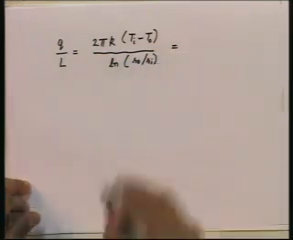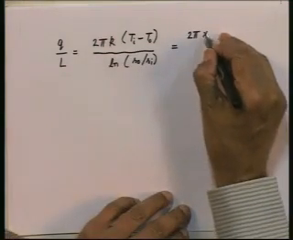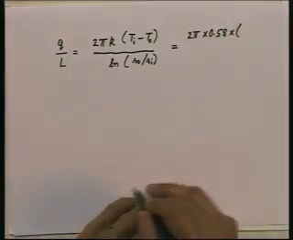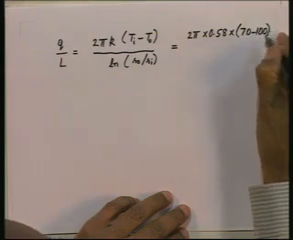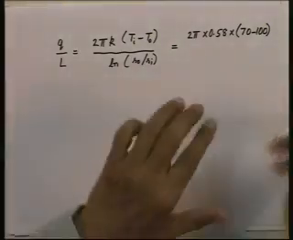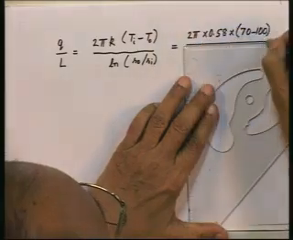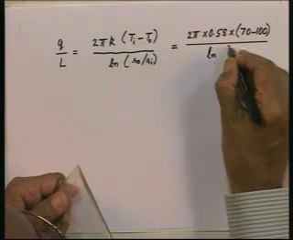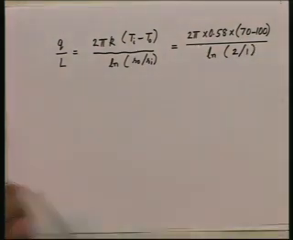So, in this case, substituting the data, we are going to get 2 pi 0.58 into 70 minus 100 divided by the log to the base e of 2 divided by 1. 2 centimeters is the outer radius, 1 centimeter is the inner radius.